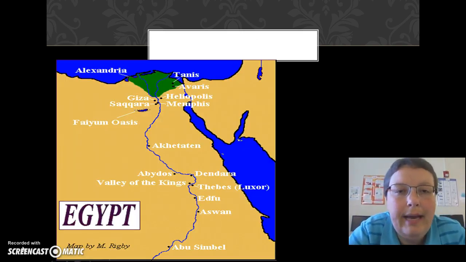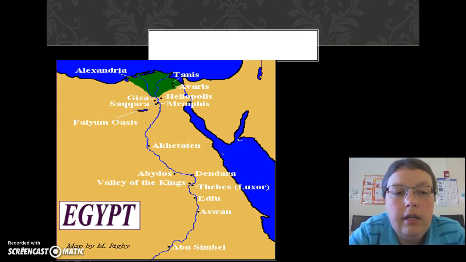Here you see a map of ancient Egypt. You can see the green part in the northern part of the map. This green section is called the Delta. It is also known as the mouth of the river. This is a very fertile area. It's kind of marshy, almost like a swamp, where you have great farmland, but it is actually subject to flooding as well.